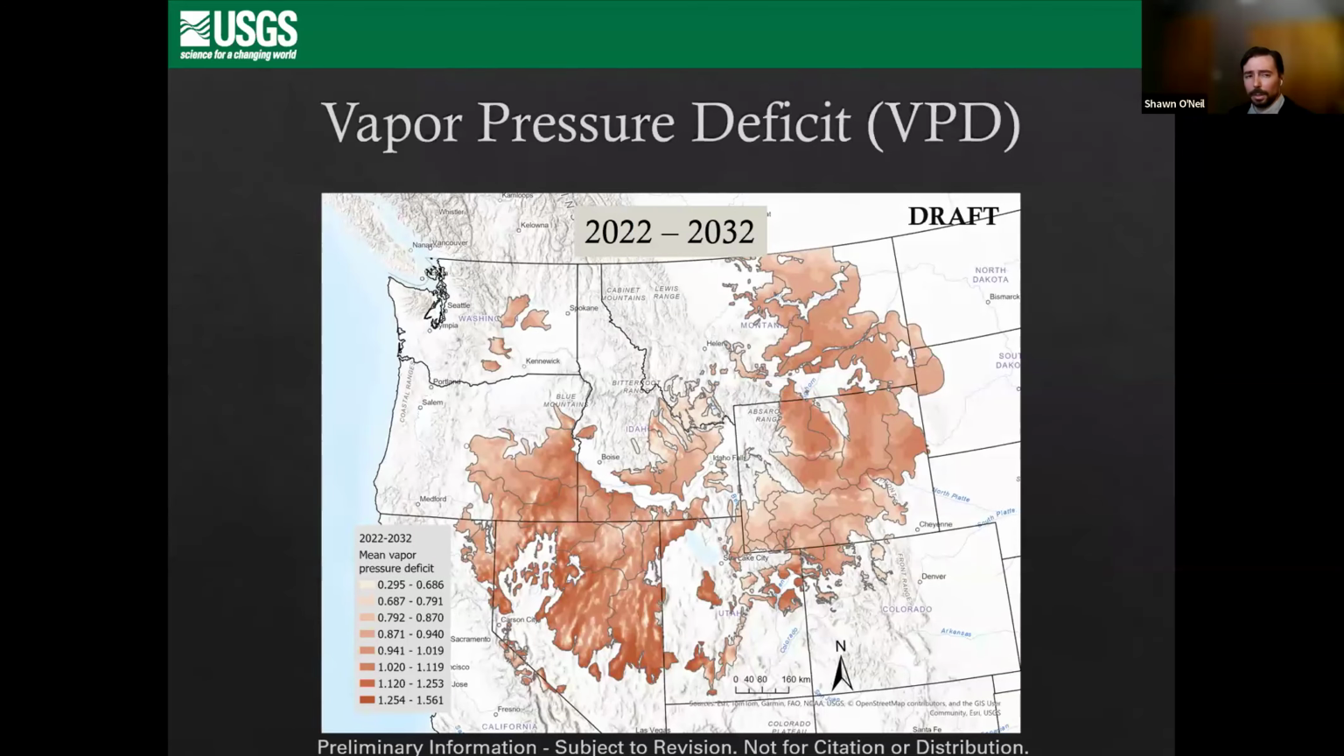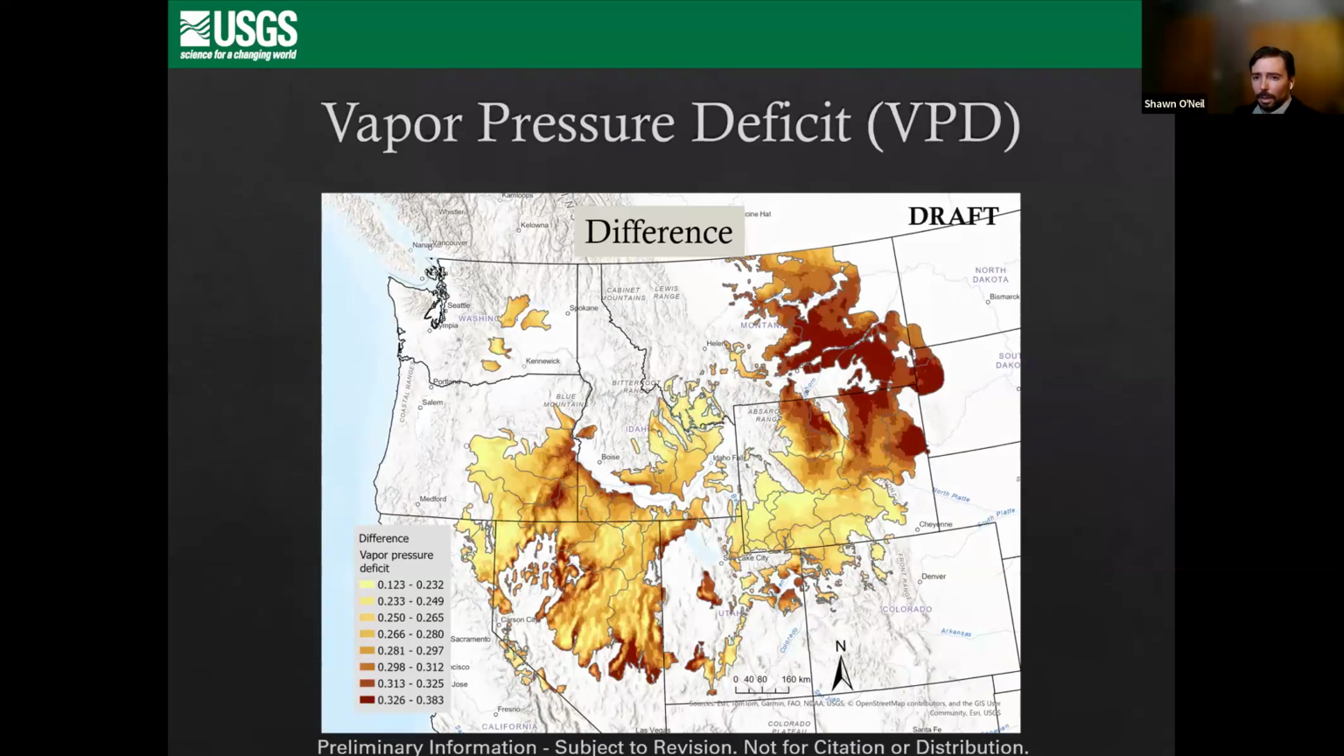Thinking about how this might affect future sage-grouse populations, this is the average climate model projection of VPD for 2022 to 2032, clipped to sage-grouse current distribution. This is the projection by end of century, and then here's the difference between the two. So the darker colors on the map show the largest projected change. And notably, central eastern Montana and northern Wyoming, you see some of the most dramatic changes in those parts, and it's not just in the southern regions.